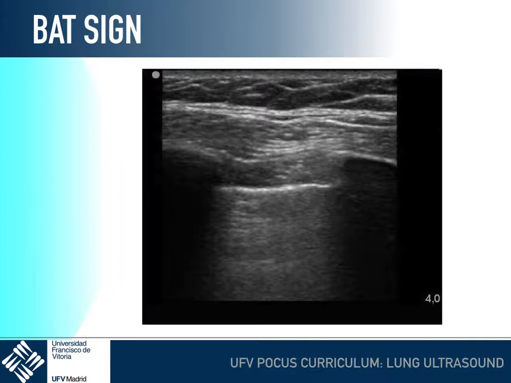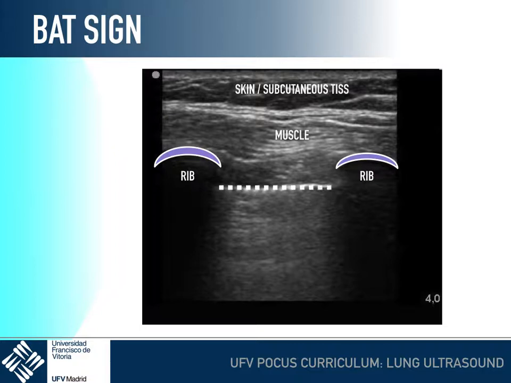The superficial part is the skin and the subcutaneous tissue. The next layer of tissue is muscle. We have two reflections, two hyperechoic structures with posterior shadowing, which are the ribs. And below the ribs, we can see a line that is the pleural line.